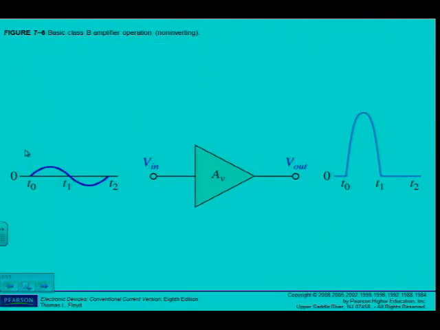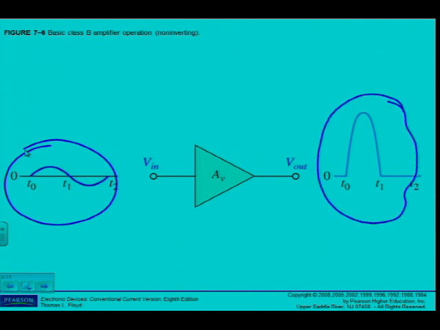If we go and have a look at figure 7.6, input signal, amplifier, but have a look at the output signal. Definitely not linear operation, is it? Definitely not linear. So what would happen for the output signal to look like that?